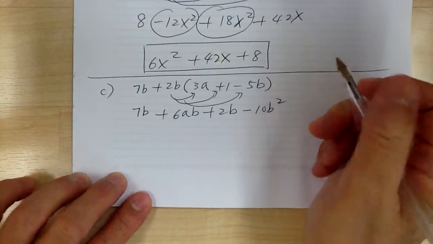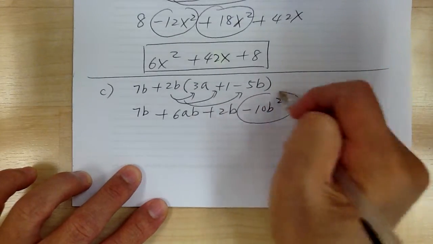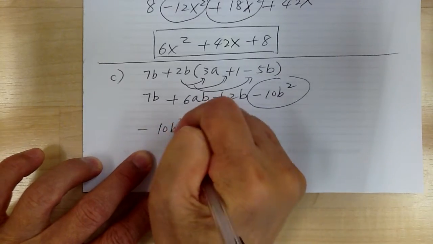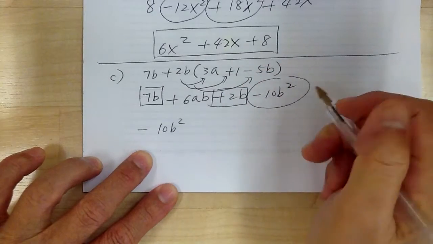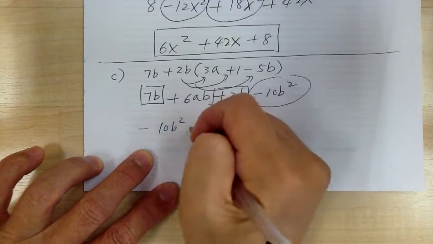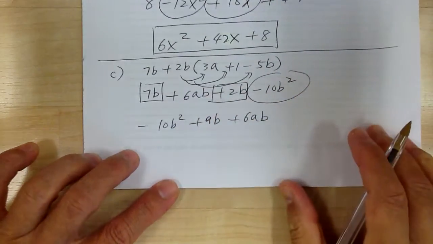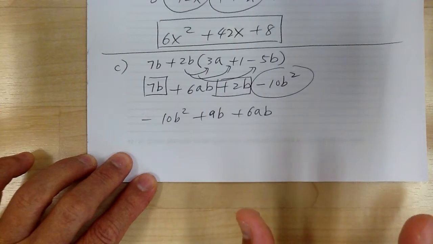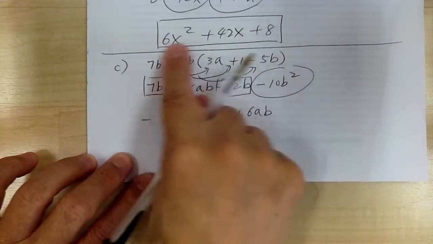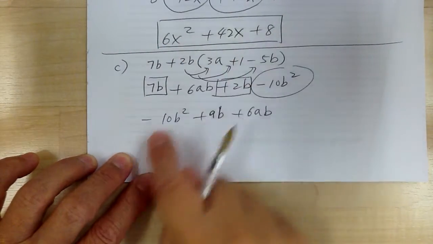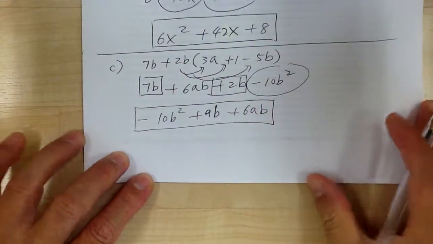So now you can start to add. But let's start with the highest degree term. So let's put this in the front. So minus 10b squared. And we have the 7b over here. Get plus 9b. And then you get plus 6ab. Okay. Now, if you want to arrange this in order, that's fine. If you have a nice one like that, you can put it in order. But this one is kind of messed up, so it doesn't matter which way you put it. Okay. And that's it.